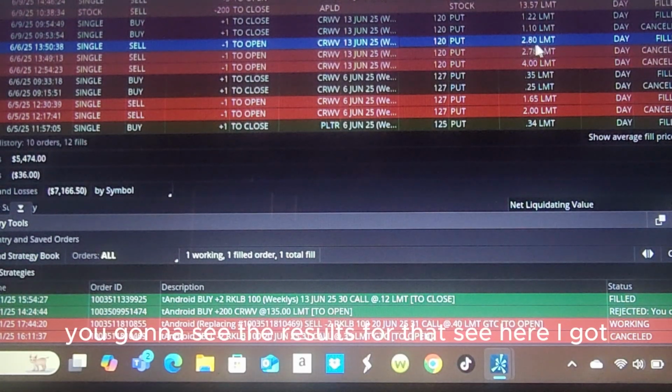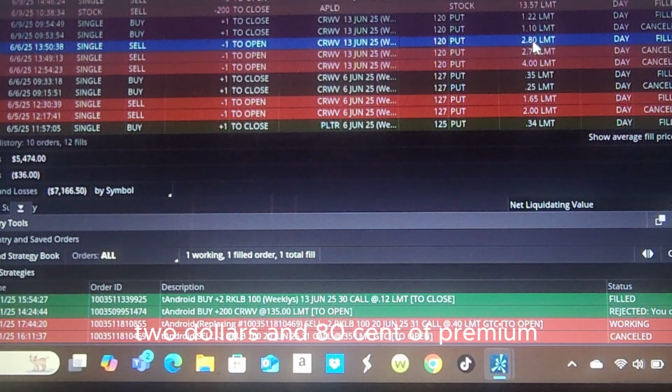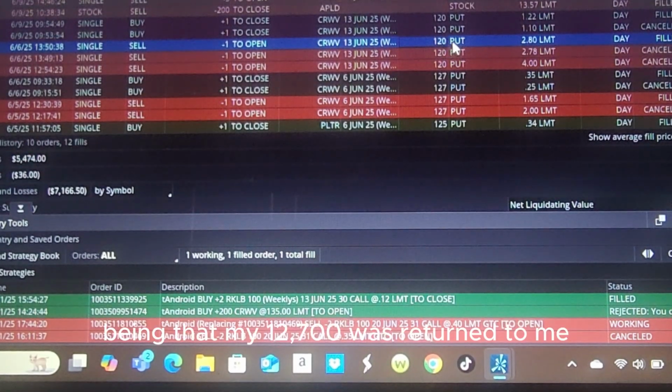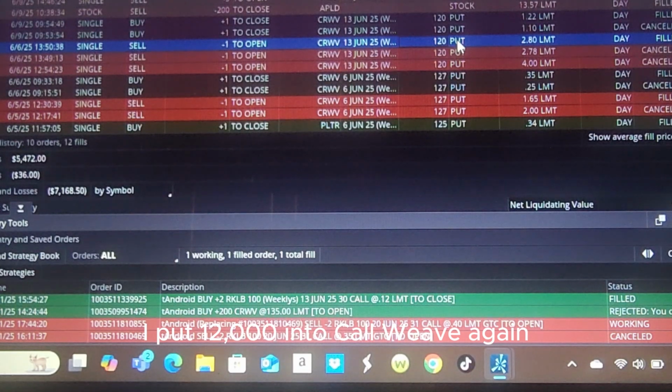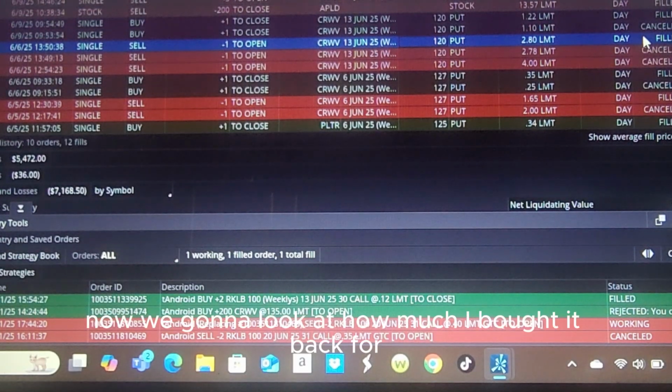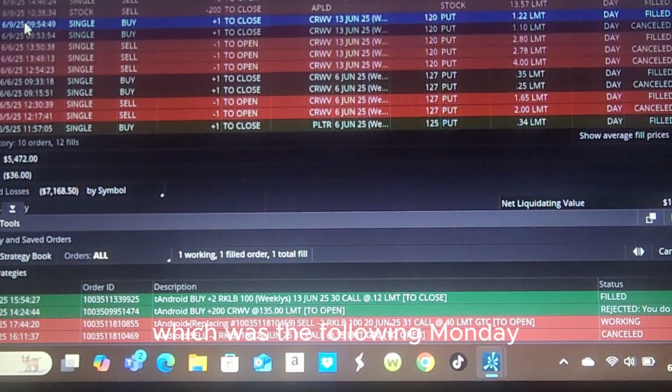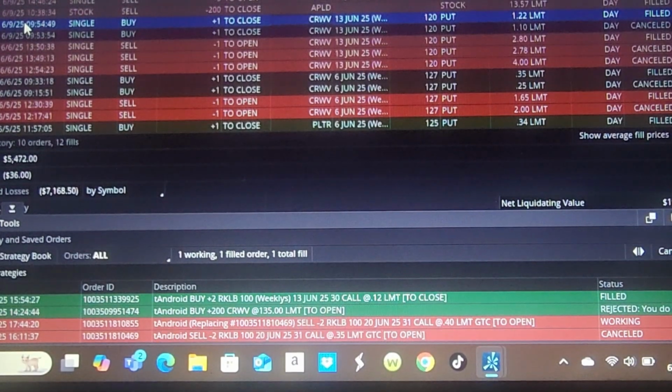You see here I got $2.80 of premium, but as you know, that's times 100. Being that my $12,700 was returned to me, I put $12,000 into CoreWeave again. As you see, that's the 120 put. You see I got filled. Now we're going to look at how much I bought it back for. Now you see there, that's June 9th, which was the following Monday.